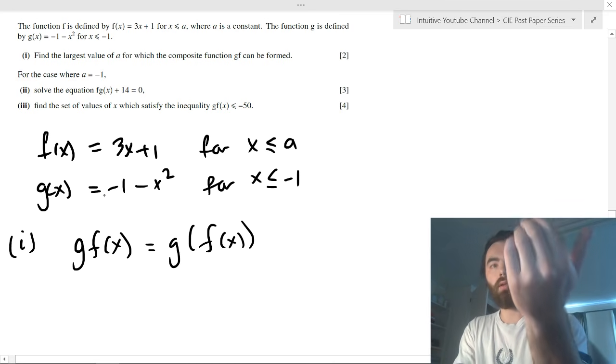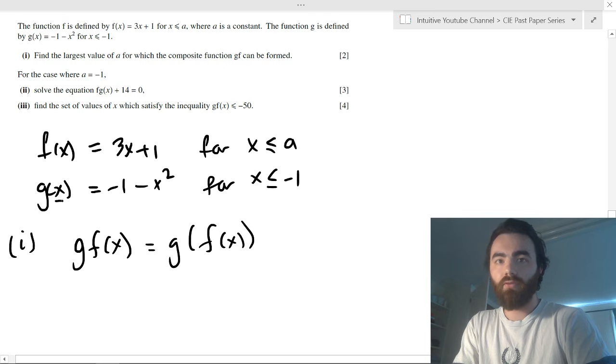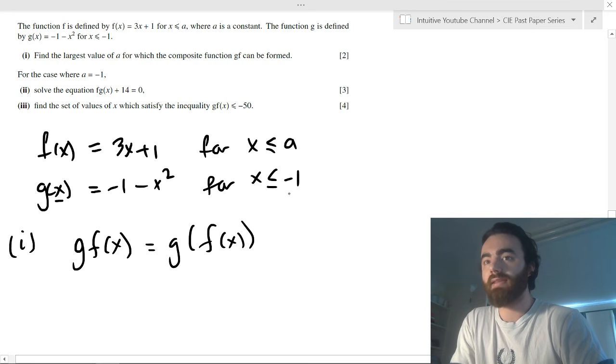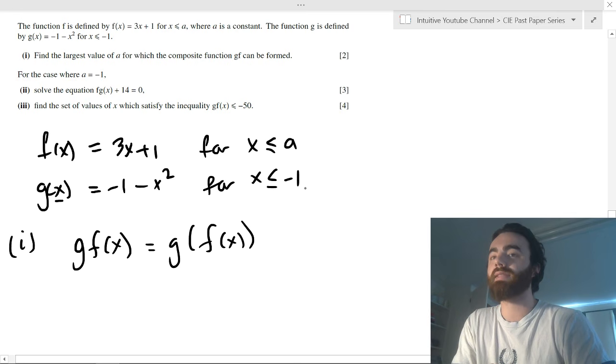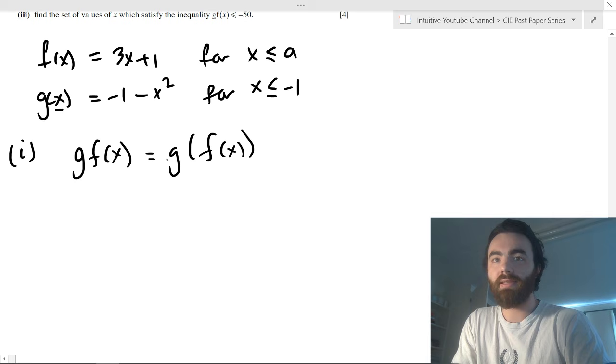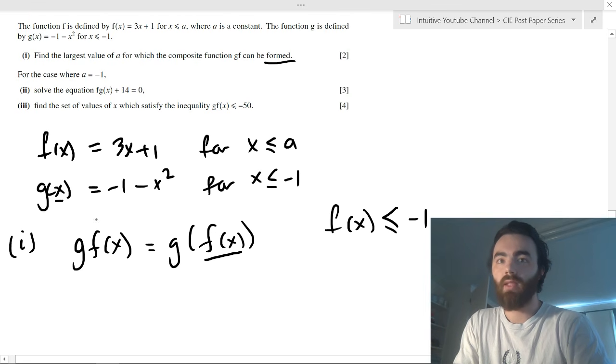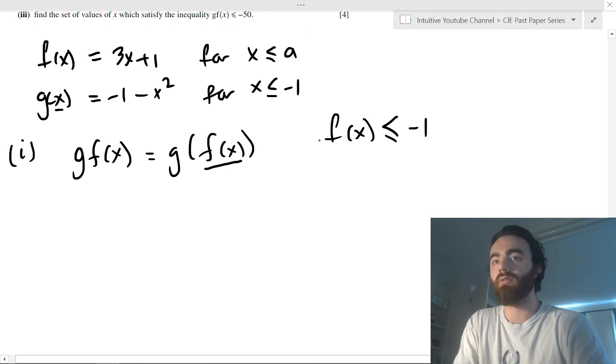Well, g of x is valid, exists, for x less than or equal to negative 1. So the input into our g of x has to always be less than or equal to negative 1 for it to be formed, for it to be valid. So that means that in this, our input is f of x, so our f of x has to be less than or equal to negative 1 for this function to form. It's only valid for when the input into g of x is less than or equal to negative 1.